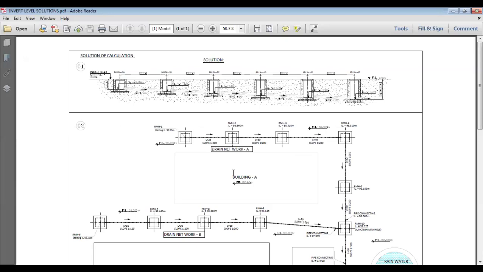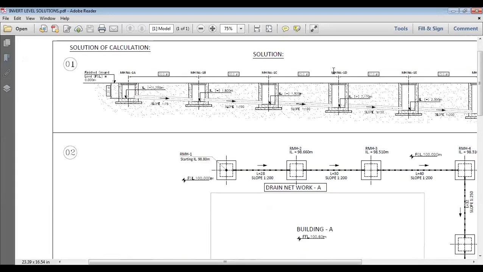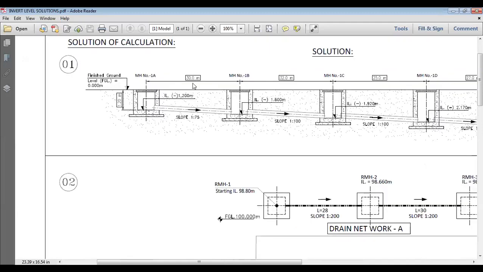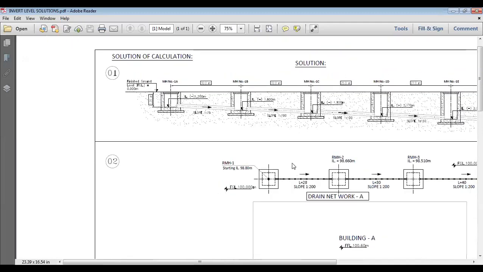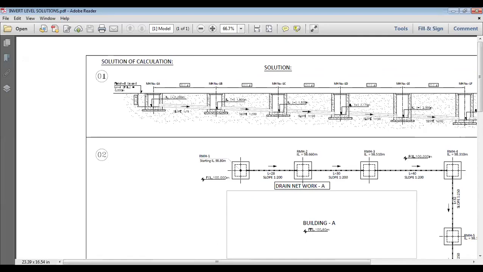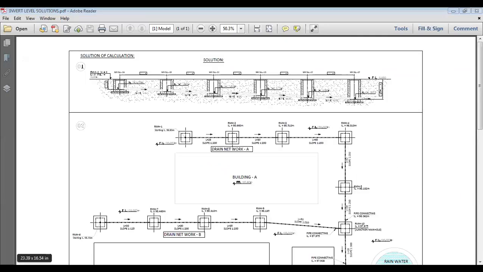Now I have shared the file in the WhatsApp group. You can also verify after this class. Okay. I will go for another chapter.